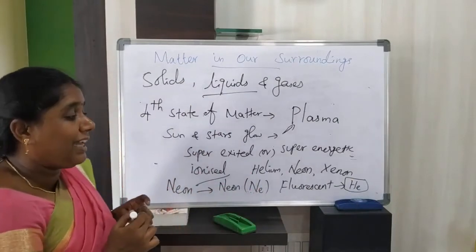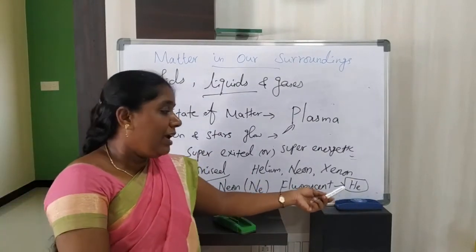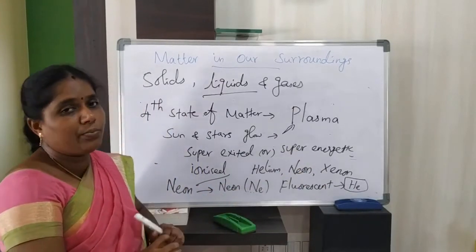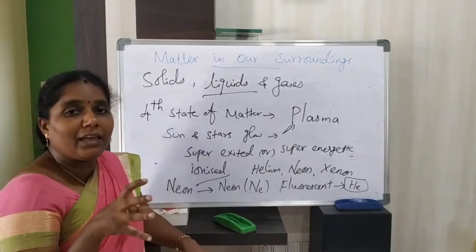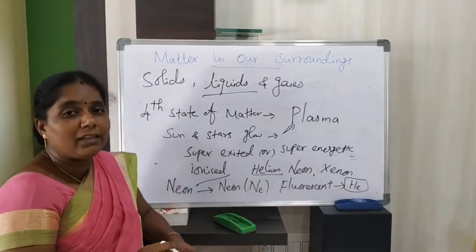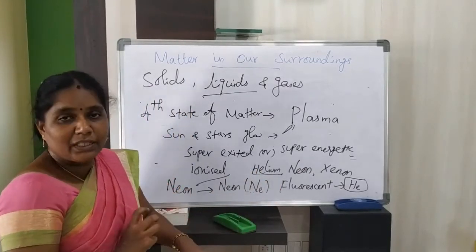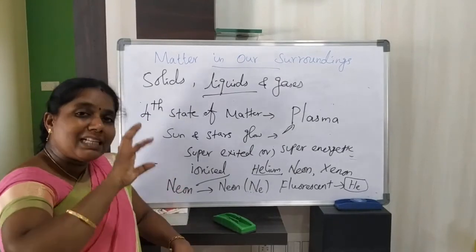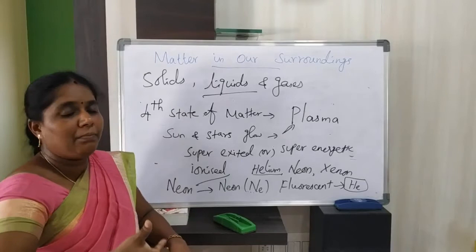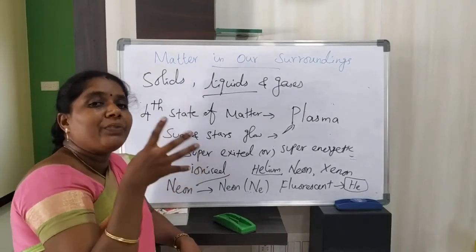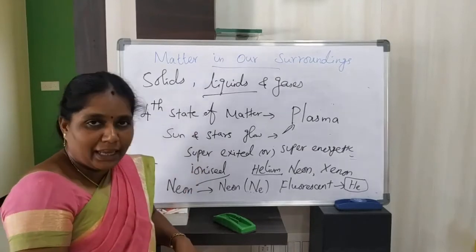What is the symbol of helium? It is He. H is a capital letter, e is a small letter. He is the symbol of helium gas. This is also an inert gas. It will not react with other substances easily. So rare gases also. This fluorescent tube mainly contains helium and some other gases.